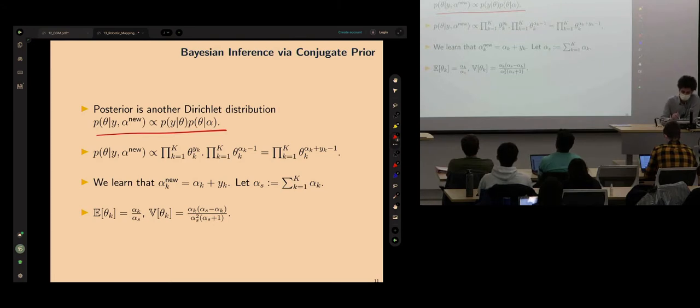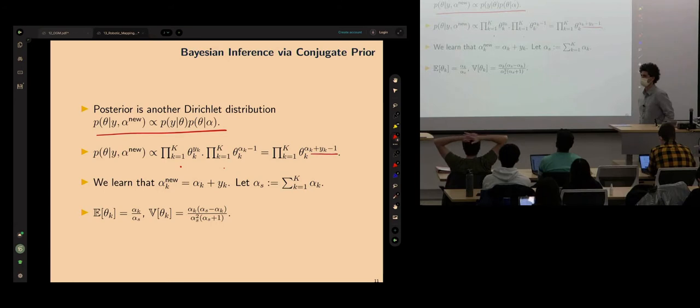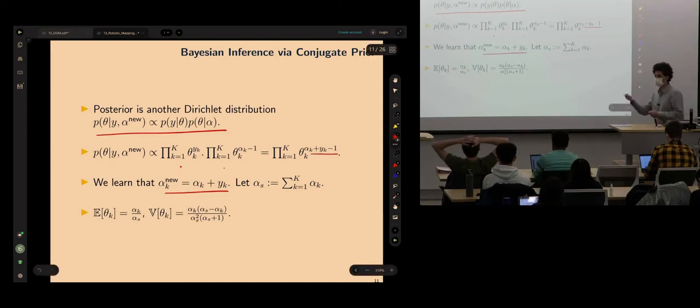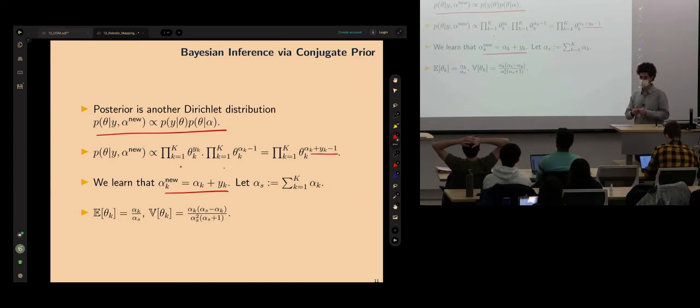Now, a direct calculation by multiplying the categorical likelihood times the Dirichlet prior shows that we just multiply these theta values, and the power will be raised to alpha plus y minus 1. So we learned that if we have a Dirichlet prior and do an update this way, using a categorical likelihood, we just count numbers. We're just counting the number of measurements from that category that we observe.